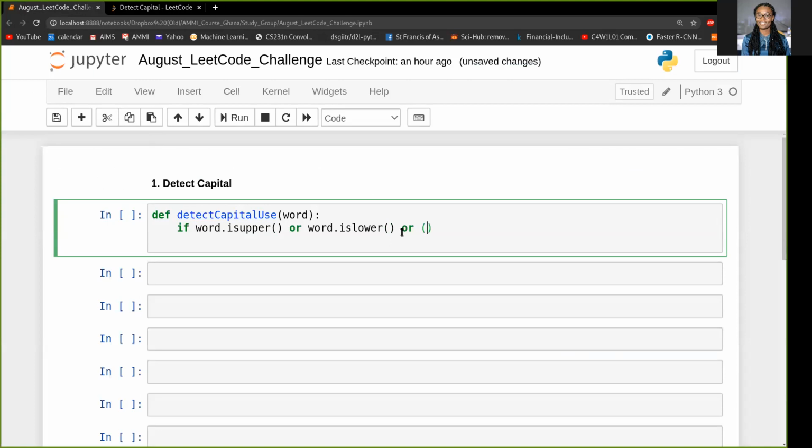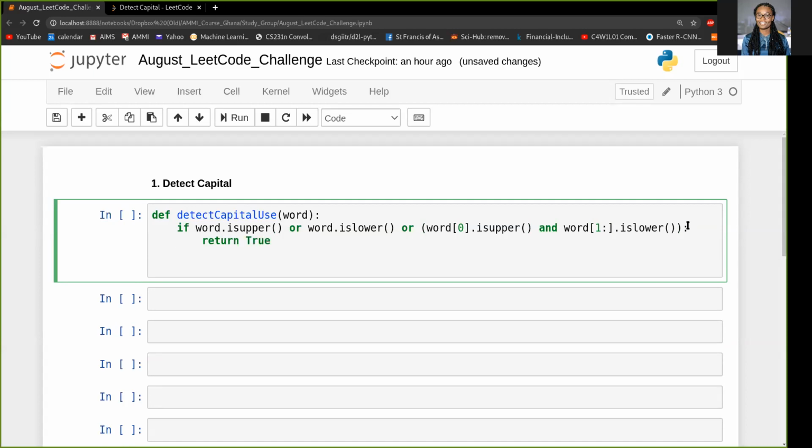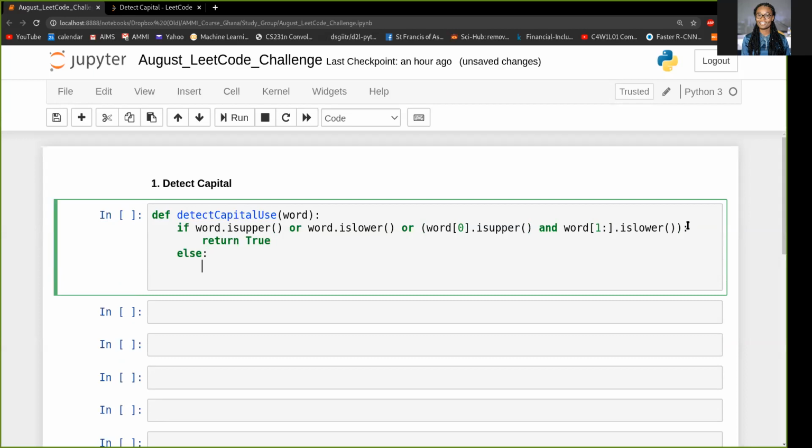So we can have all, but this time around I'm putting this in brackets to have the word, that's the first letter here is capital. And we expect that the rest of the letters, that's from the first letter to the rest, should be what? Lower. So it's lower. Sorry, it's lower, not here. All right, so we have this. So what do we want? We want to return true. Otherwise, else, we return what? False.